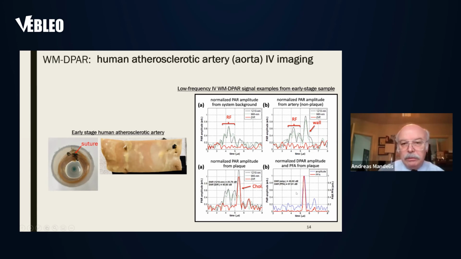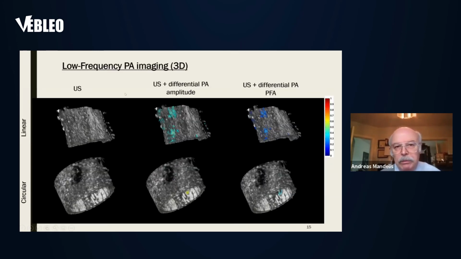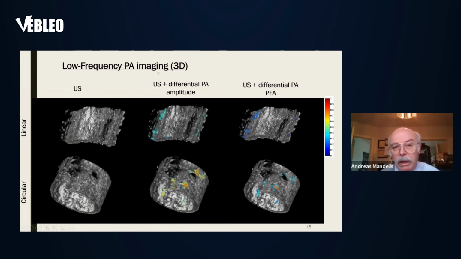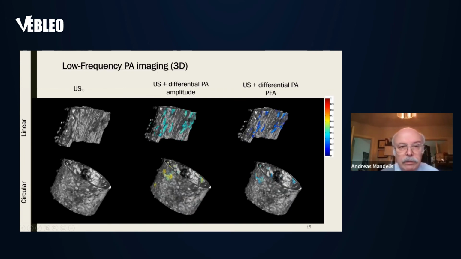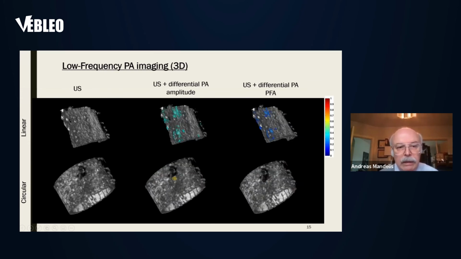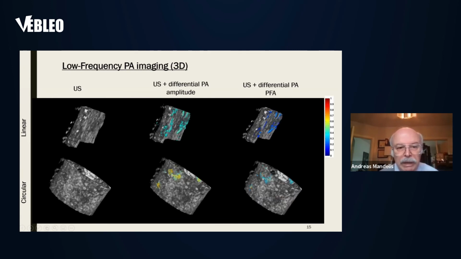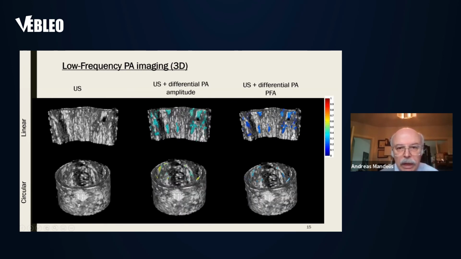So this is a nice way of getting signals. What I'm showing here is a low frequency for acoustic imaging. Remember, we use the low frequency transducers. This is the ultrasound, again, a mechanical wave. The absorbers are there, but they're optical absorbers. You don't really see them very well in the ultrasound.